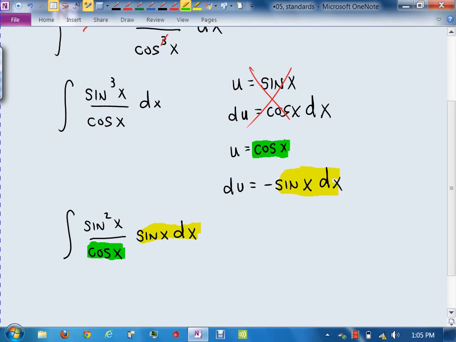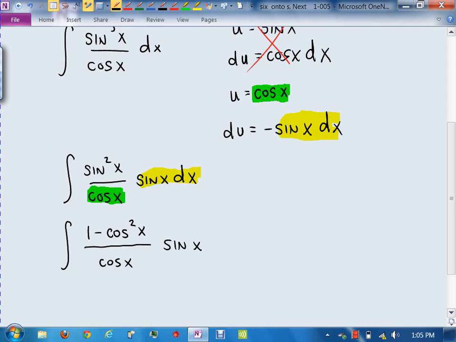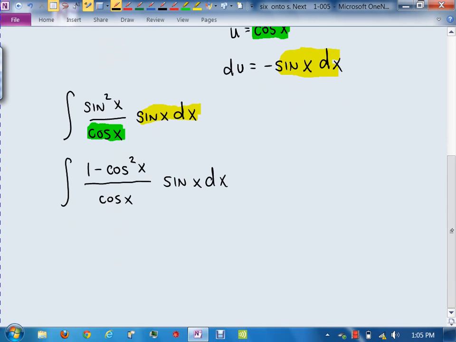So how can I take care of the sine squared? Well, I can turn it into 1 minus cosine squared x. And why would I want to do that? Because that'll become 1 minus u squared, won't it? Is this making sense?